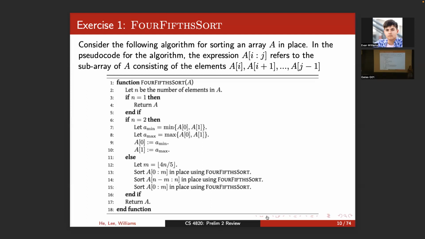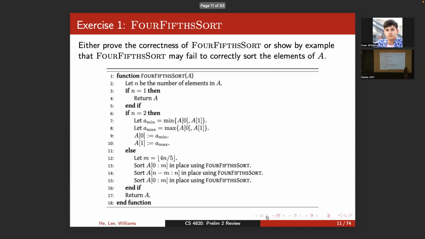So our question for you, you can talk amongst yourselves, is on the next slide. Think about how you might want to prove correctness for this. Like I said, use induction for divide and conquer problems: either prove correctness of this or provide a counterexample where this algorithm would not sort A correctly. We'll give you 5 minutes to do this one, and then we can go over it together.